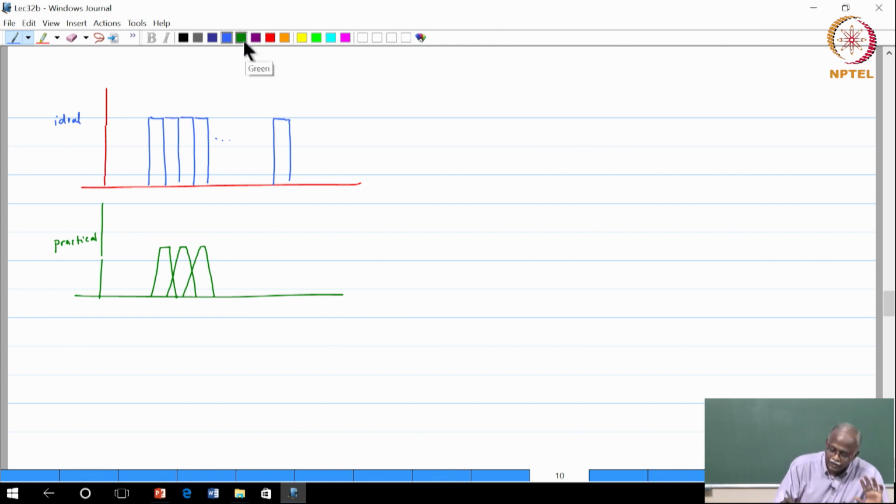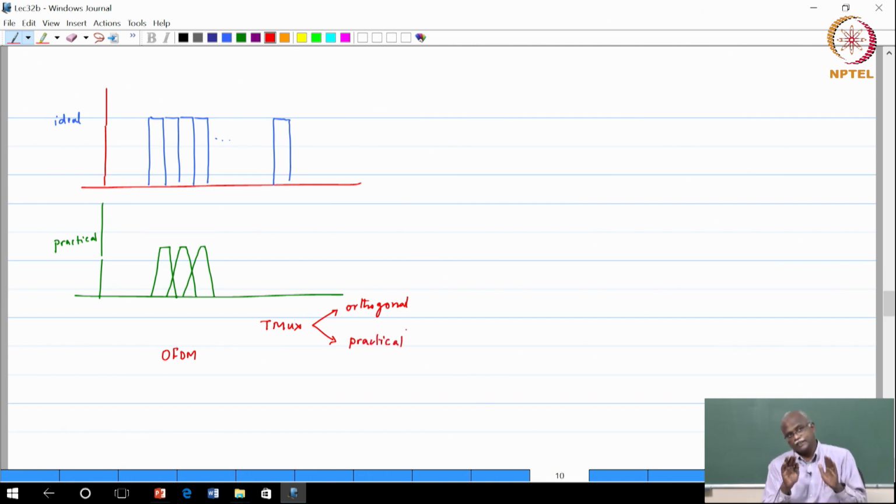So, a way to think of OFDM is, first of all, it is some form of transmultiplexing. Right, it is some form of transmultiplexing. Then you have to maintain orthogonality. And you want to achieve it with practical filters. That is also a very important consideration. So, a transmultiplexer that maintains orthogonality, that has practical filters, and a very important one, optimal bandwidth.